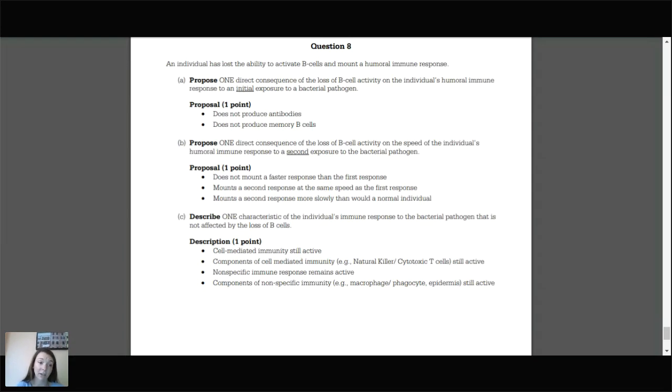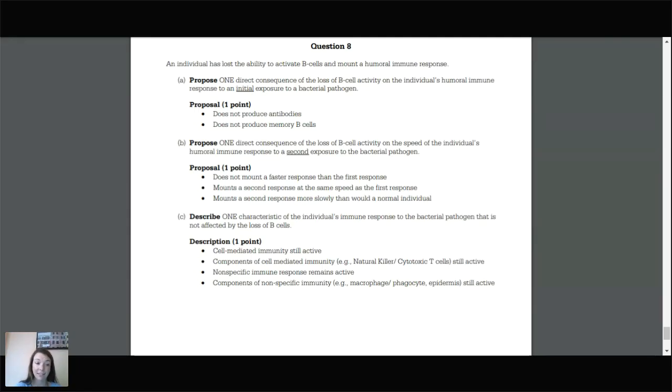And then part C, describe one characteristic of the individual's immune response to the bacterial pathogen that is not affected. Here you just needed to know one other thing about the immune system. You could say T cells, cell-mediated immunity, non-specific immunity, or truly any other part, even skin, the epidermis. All of those things would not be affected if we lose B cells.